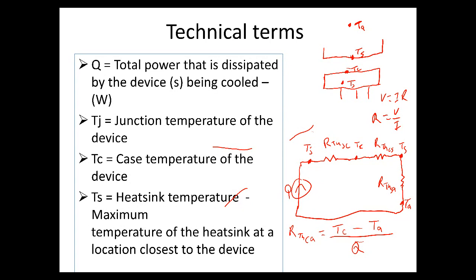So that's what I want to get in your mind: a temperature difference is going to cause the heat to flow through the device. Just bear in mind, always link it back to V equals IR. A potential difference causes a current to flow. A temperature difference causes heat to flow.